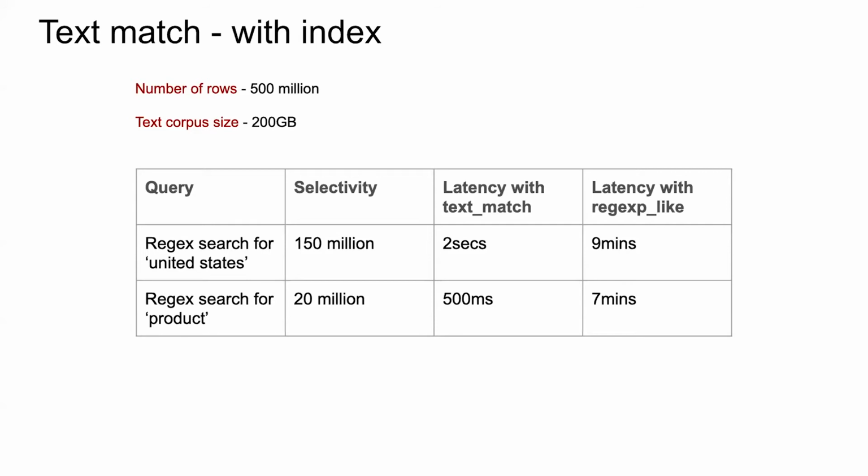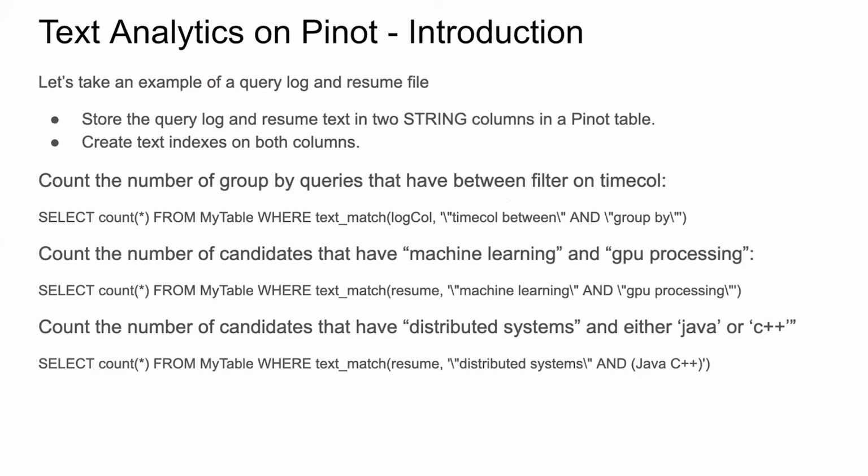All right, so now that we have support for text indexes in Pinot, let's see how we can use that to do some log analysis. Let's take an example of a query log and a resume file. We store the query log and the resume text in 2 string columns in a Pinot table. We create a text index on each of these columns. And then we can do a number of different kinds of queries using the text index.